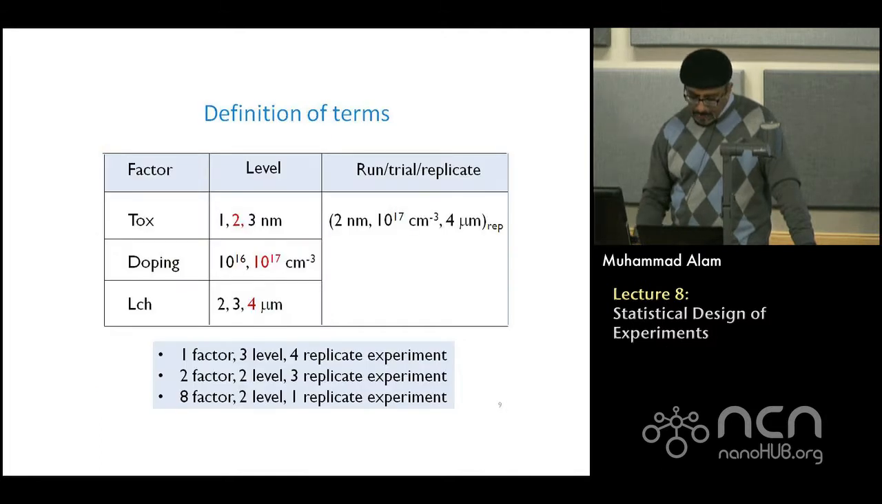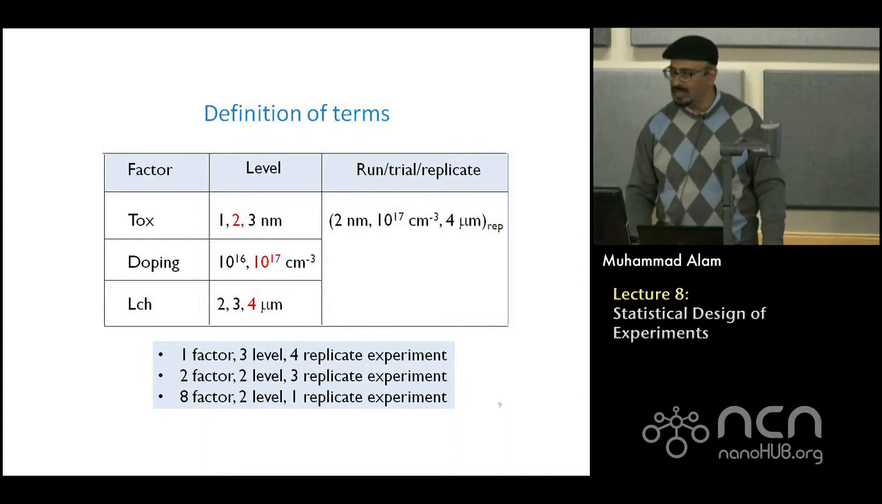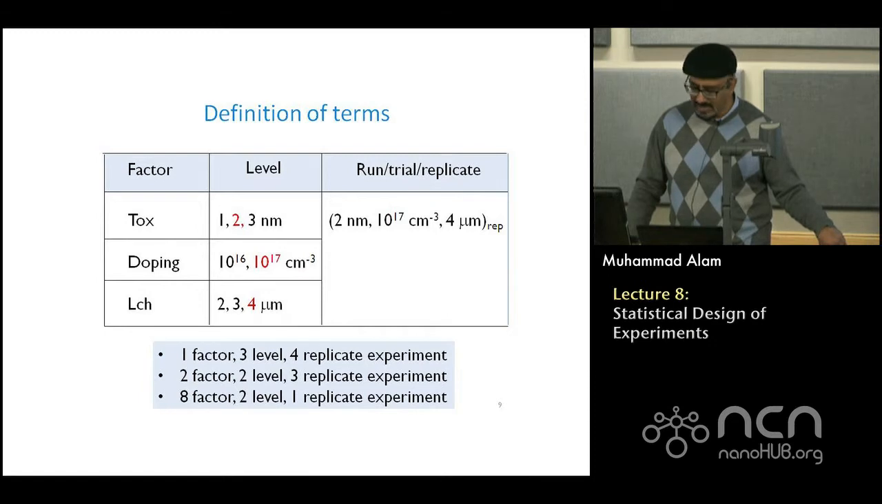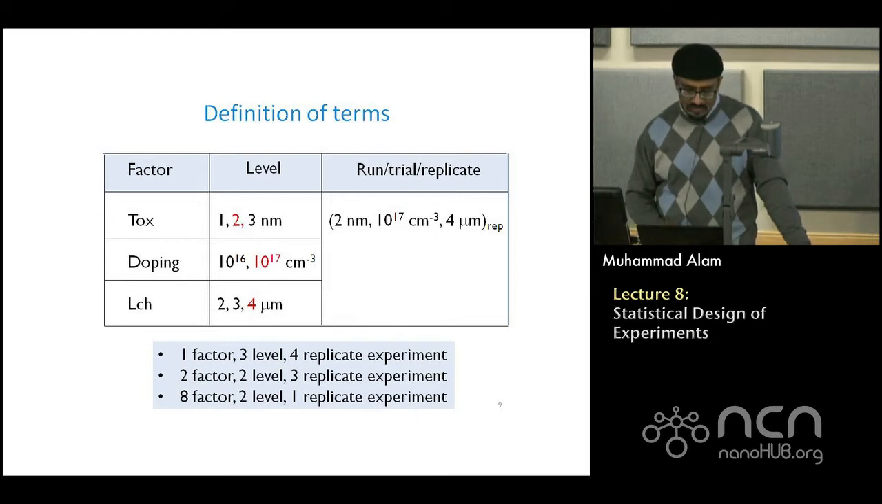Now, I have to define a few parameters before I go, because different branches of statistics have different languages, and so let me explain it to you in a very simple way. For example, what we often call a parameter, they call a factor. Parameter means the variable that we are changing. So for example, oxide thickness could be a parameter or a factor, doping, channel length, these could be names. So whatever the variable names, those are called the factor.